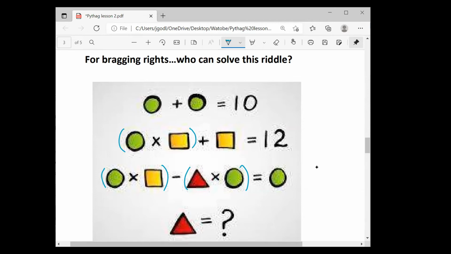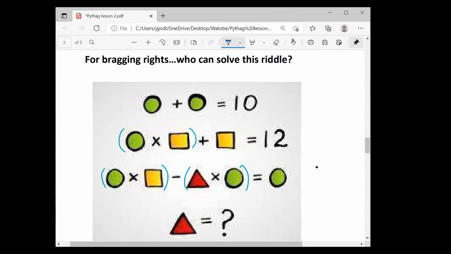Ma'am, is the triangle 2? No, the triangle is not 2. You were so close. Sinclair, the triangle absolutely is a 1. You get bragging rights forever. Well done. Nice job. Okay, let's try and talk through this. I'll try and give you more like this in our future lessons. So try and see how we go about this.